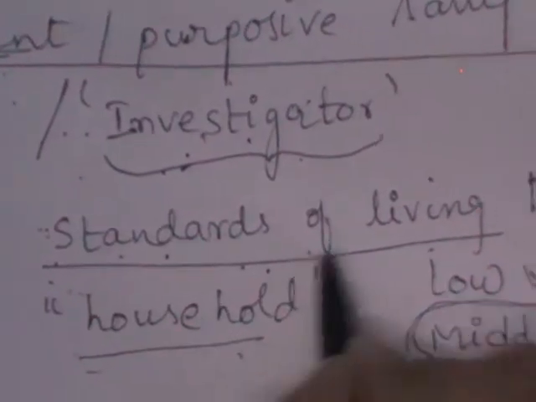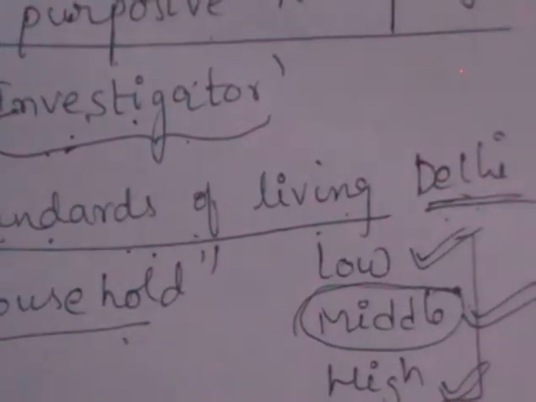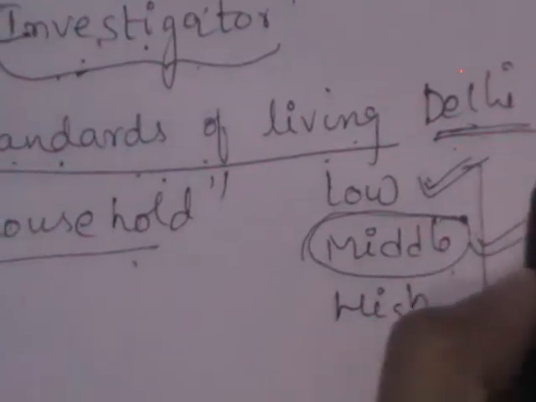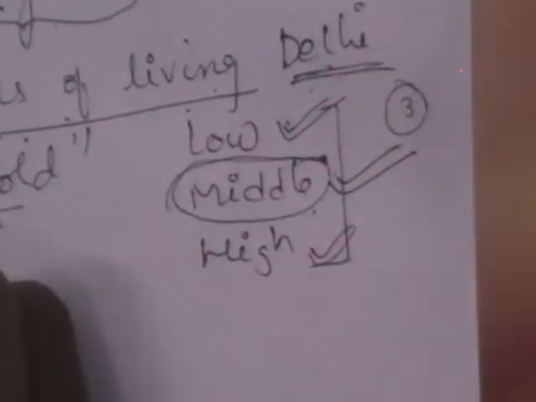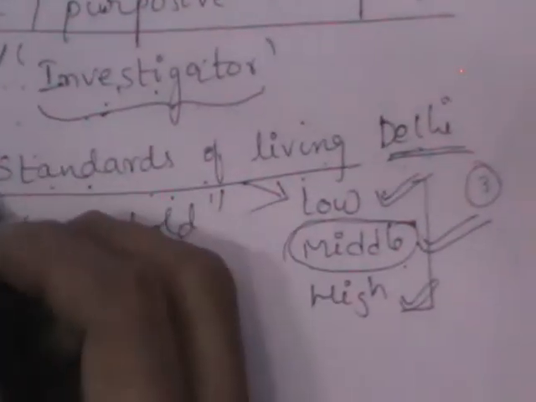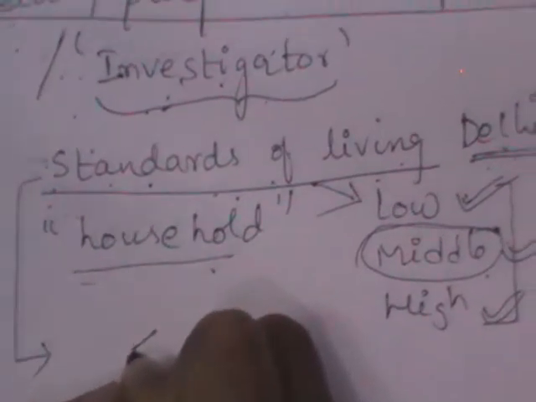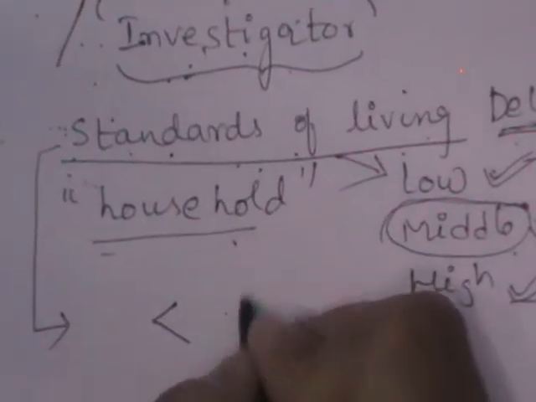What is the objective here? To obtain the standards of living in Delhi. If you are using judgment sampling, the investigator may concentrate on only one of these three classes. If you concentrate only on low income people, then what will be the conclusion of this survey? The average standard of living in Delhi is less than the given figure.